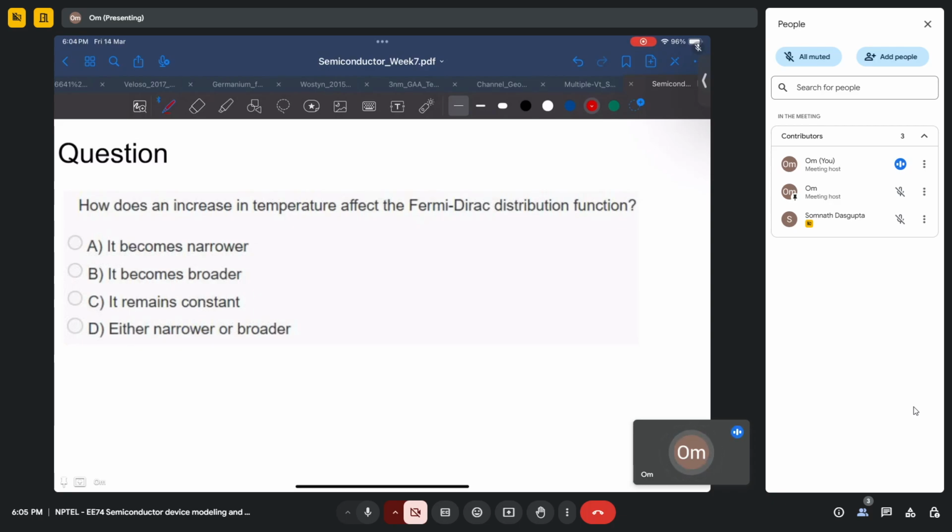Somnath, do you know this answer? I muted you because of the noise. Can you unmute and answer?